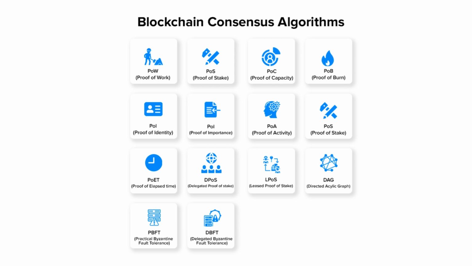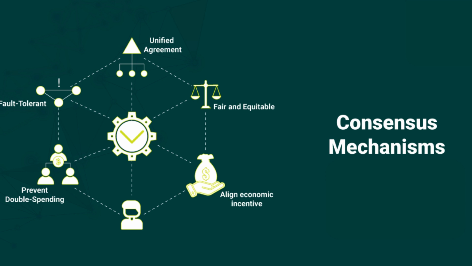difficulty increases. Proof of stake addresses some of POW's limitations by selecting validators based on the number of coins they hold and are willing to stake as collateral. Validators are chosen randomly to propose new blocks, and their chance of being selected increases with the amount of their stake. POS is more energy efficient and can process transactions faster than POW, but it may face issues with centralization if a few participants hold a large portion of the tokens.